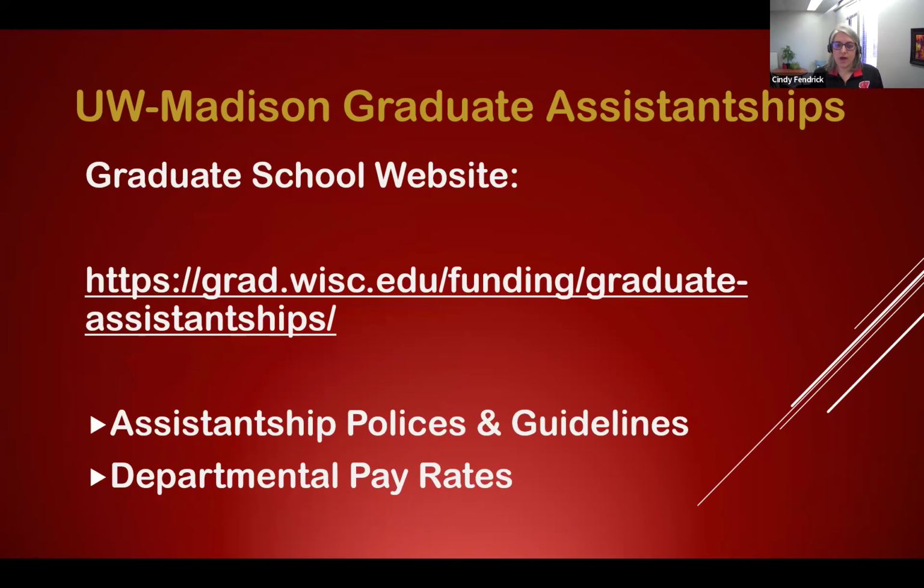The graduate school has a great website that talks about the graduate assistantships that are offered on campus and gives you information about policy and guidelines. It also has a great chart that's linked on the page for departmental pay rates. This chart tells you how much each department pays their assistantships. So if you're having conversations with other departments on campus, you will know what their pay rate is. I encourage you to bookmark this resource and use it throughout your time here at UW-Madison.